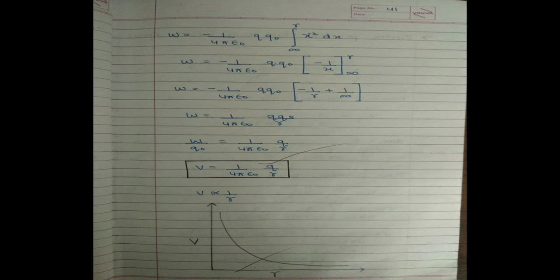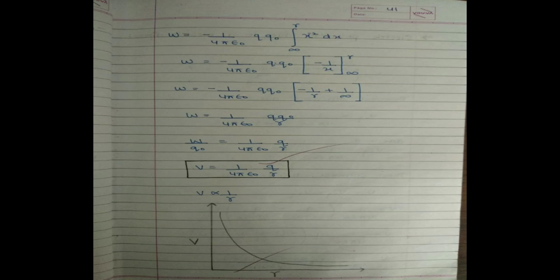Now just recall the formula of integration. Integration of x raised to power n dx is equal to x raised to power n plus 1 upon n plus 1. So by using this formula, integration of x raised to power minus 2 becomes minus 1 upon x, and the limits are infinity to r. So W is equal to minus 1 upon 4 pi epsilon naught Q Q0 in bracket minus 1 upon r plus 1 upon infinity. 1 upon infinity being equal to zero, the only remaining term is W is equal to 1 upon 4 pi epsilon naught Q Q0 upon r.